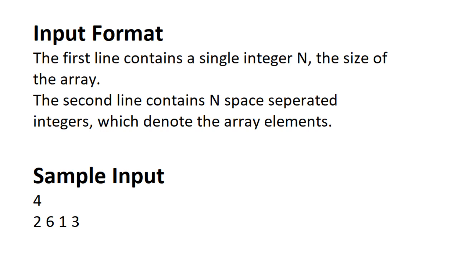So if we look here, we are given 4, which is the size of the array, and then in the next line we have 4 elements which are the array elements in the corresponding order. If you look at the sample input, then it may seem to be two different lines, but in reality it is a single string which can be expressed as this.